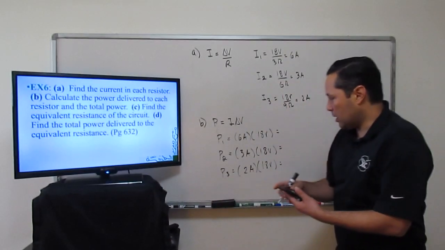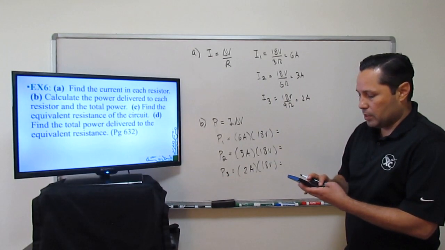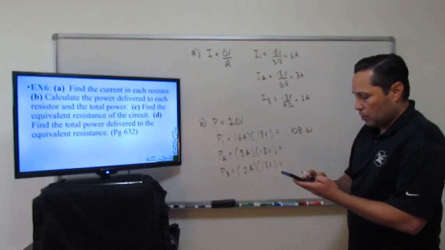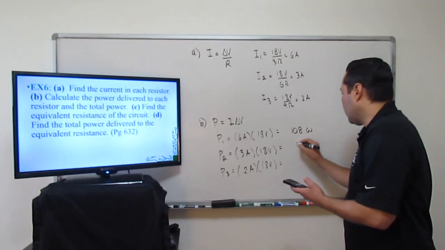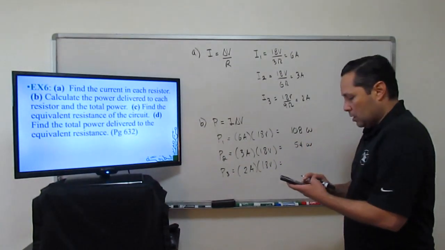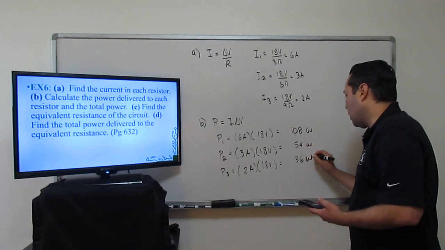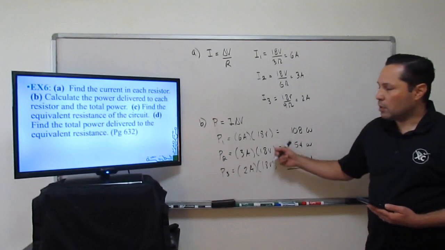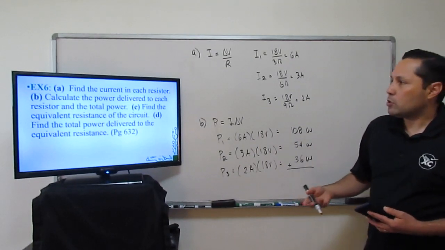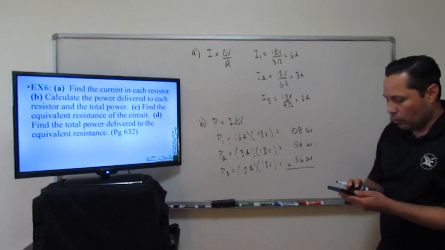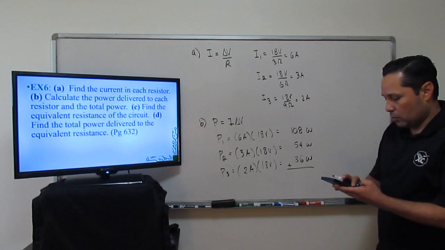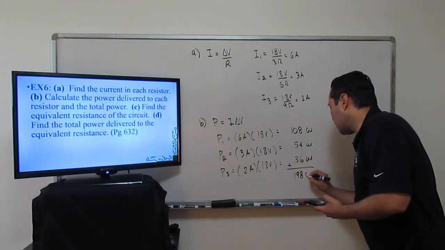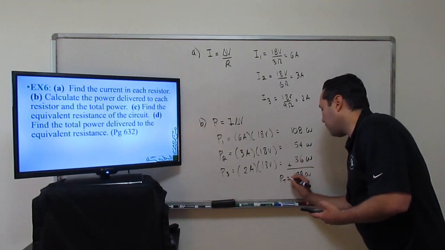Now we get 6 times 18, which gives us 108 watts. 3 times 18 is going to give us 54 watts. And 2 times 18 is 36 watts. Now, they asked us also not just for each one, but also the total power. So to get the total power, just add all of them together. That's going to be 198 watts, and that will be your total power.